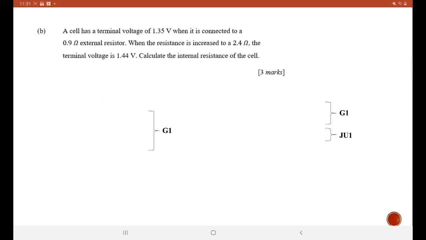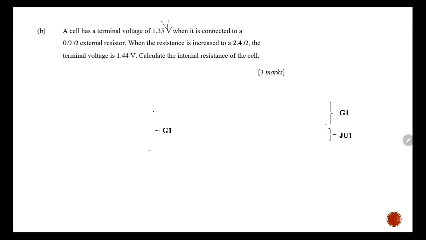3B. A cell has a terminal voltage of 1.35 volt when it is connected to a 0.9 ohm external resistor. So this is your V1 and this is your R1. When the resistance is increased to 2.4 ohms, the terminal voltage is 1.44 volt. Calculate the internal resistance of the cell. So here you have two different cases. When your V is 1.35, your R is 0.9.